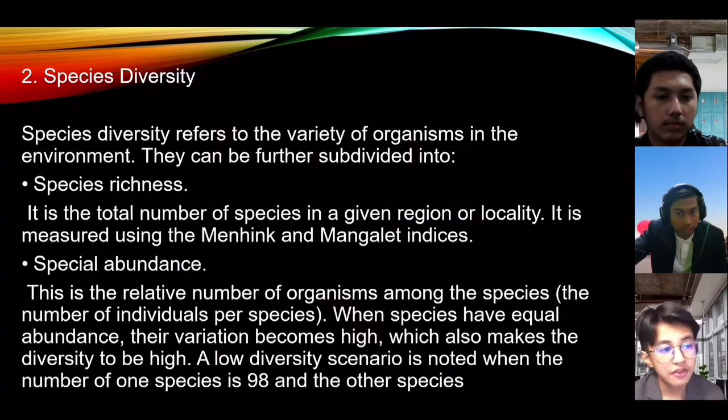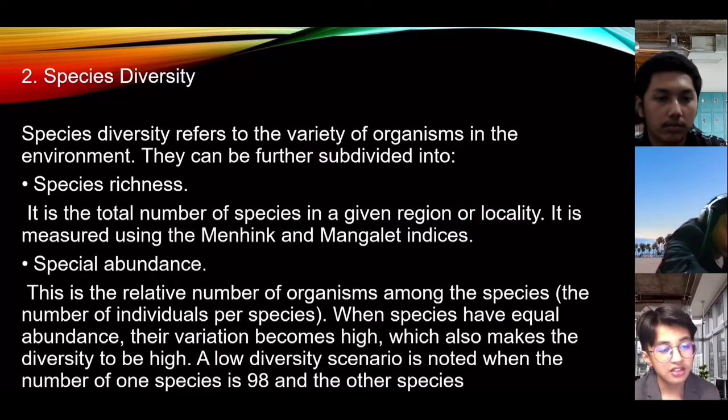When species have equal abundance, their variation becomes high, which also makes the diversity high. A low diversity scenario is, for example, when the number of one species is 98 and the other species is very few.